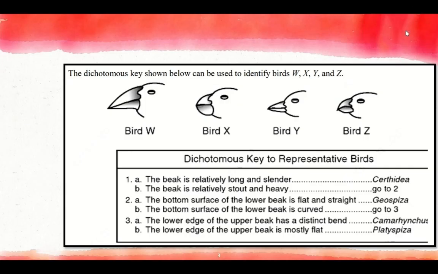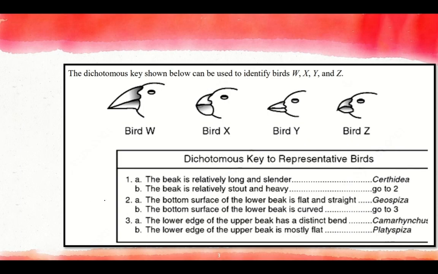Let's have a look at a simple example. Four bird images are given and your task is to identify their names by looking at their features. So I'm going to read the question. The dichotomous key shown below can be used to identify birds W, X, Y and Z. So here you can see they have given you bird W, bird X, bird Y and bird Z.